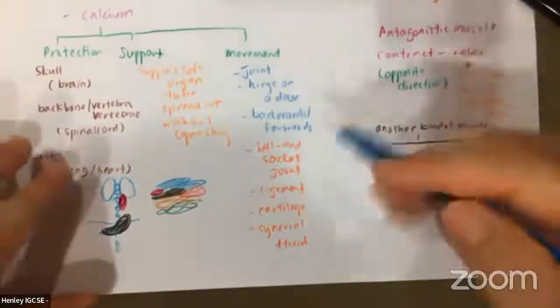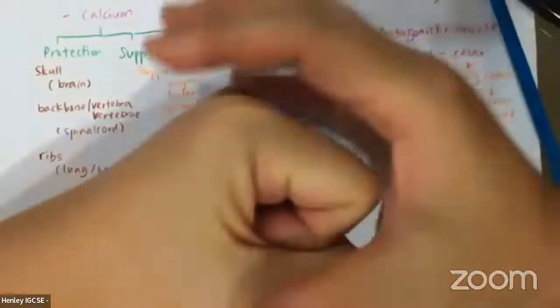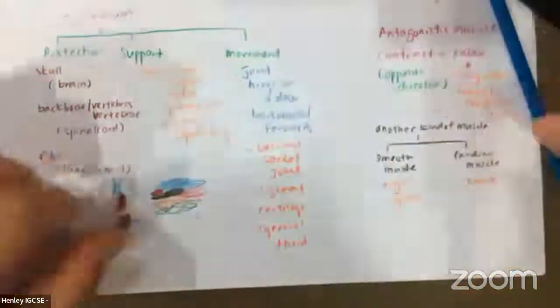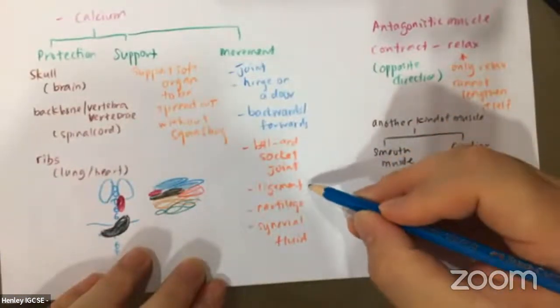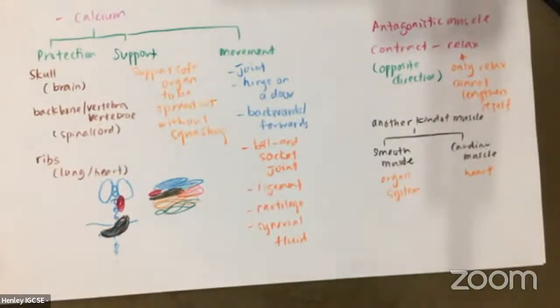There is another type called the ball and socket joint. It looks like this. This is the ball, this is the socket. So it will allow you to move. And then to join the bones together, we need ligament, cartilage, and synovial fluid.